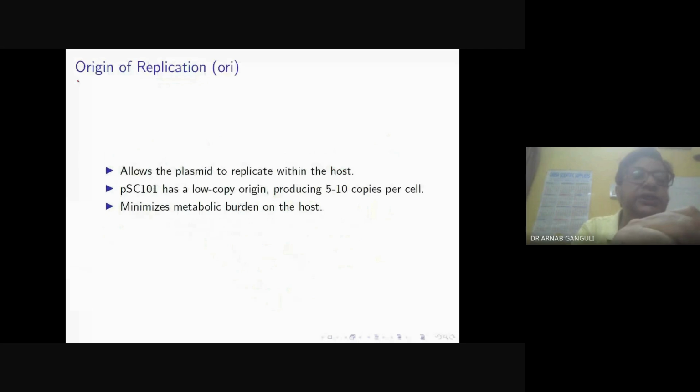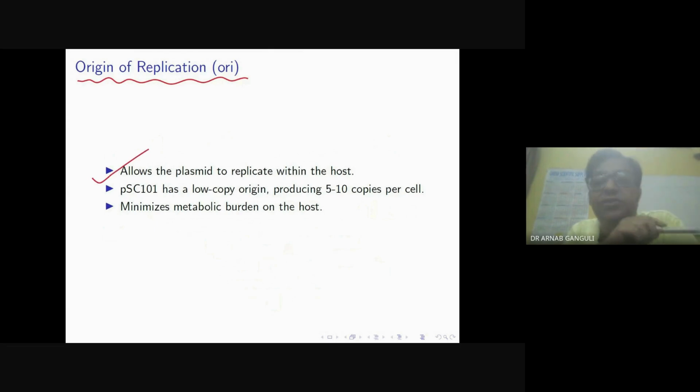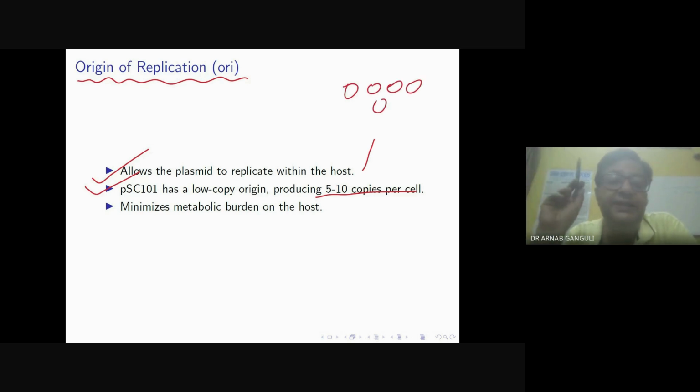Now let us look at the origin of replication, the ORI sequence. It allows the plasmid to replicate within the host. Without the replication origin, the plasmid will not replicate inside the host. It has a low copy number, only 5 to 10 copies per cell. It minimizes the metabolic burden of the host because the plasmid has genes that produce their respective products, so the metabolic burden on the host is reduced.